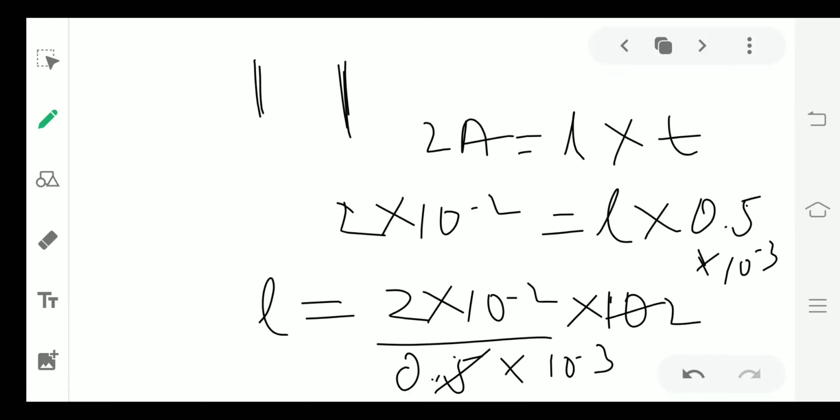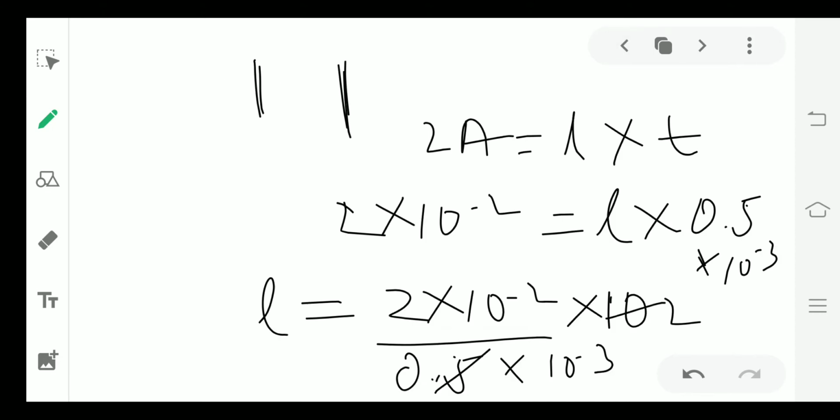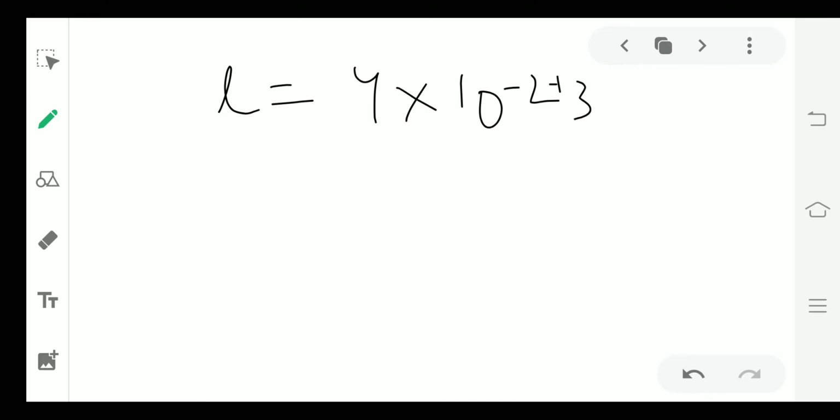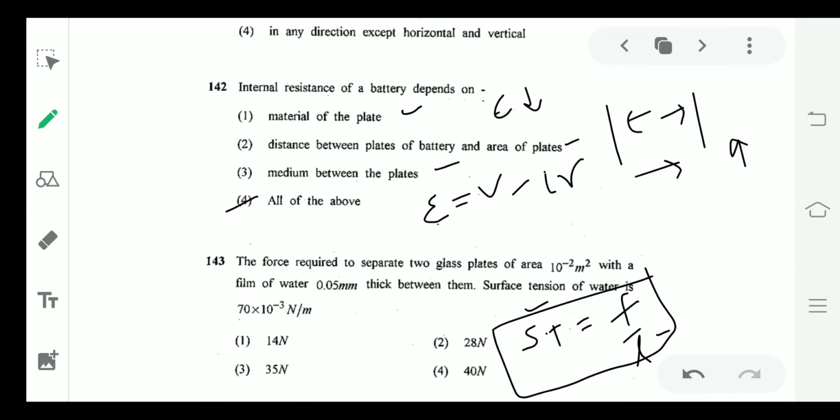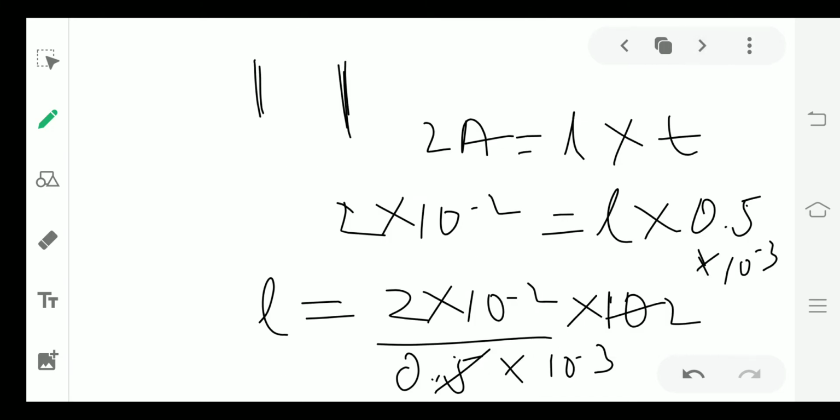Minus 3 will go upside and 2 into 2 will be 4, and therefore the length will be 4 into 10 raised to power minus 2 plus 3. So 40, which is in meter. Yeah, 40 meter is the length.